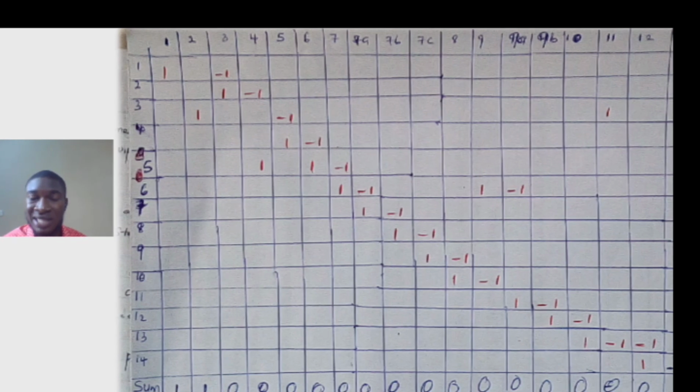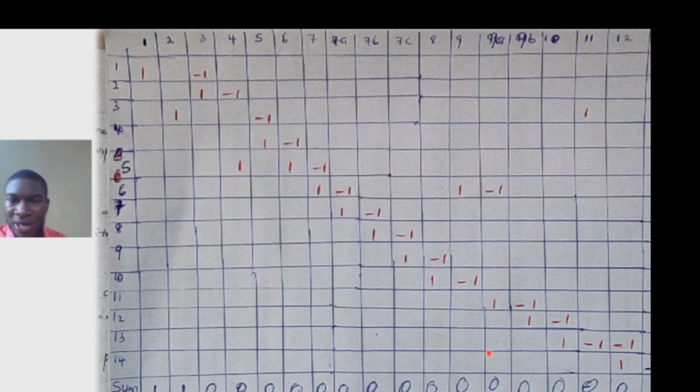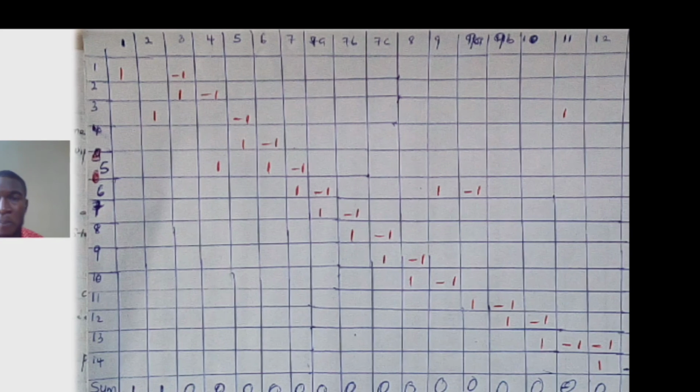So you get the recycle stream. When a plus 1 is above a minus 1, you know that that's a recycle. When a plus 1 is above a minus 1, that is a recycle. So that's all for now.